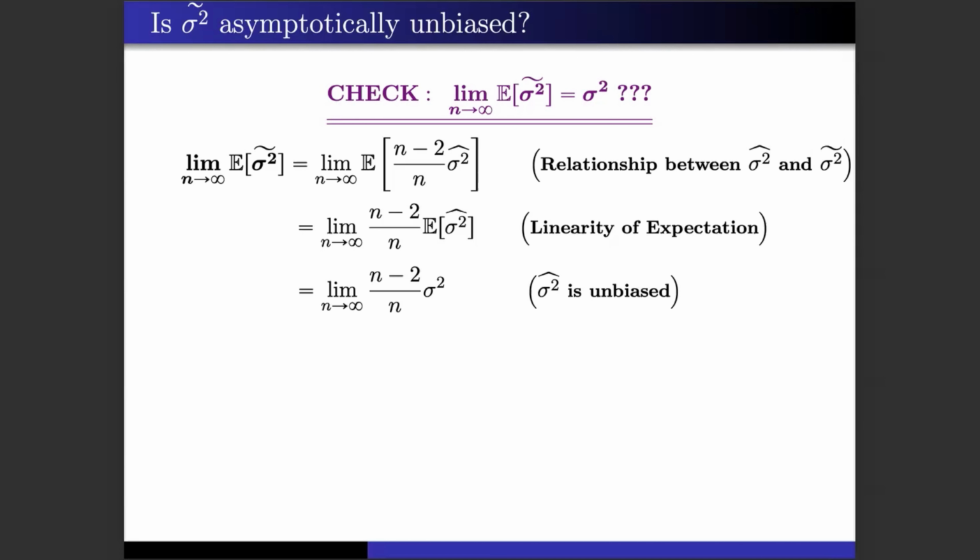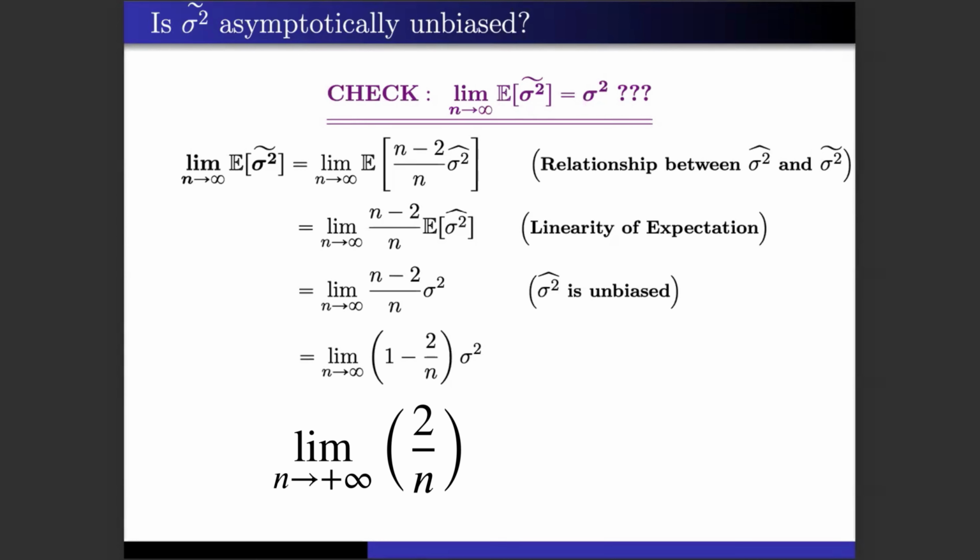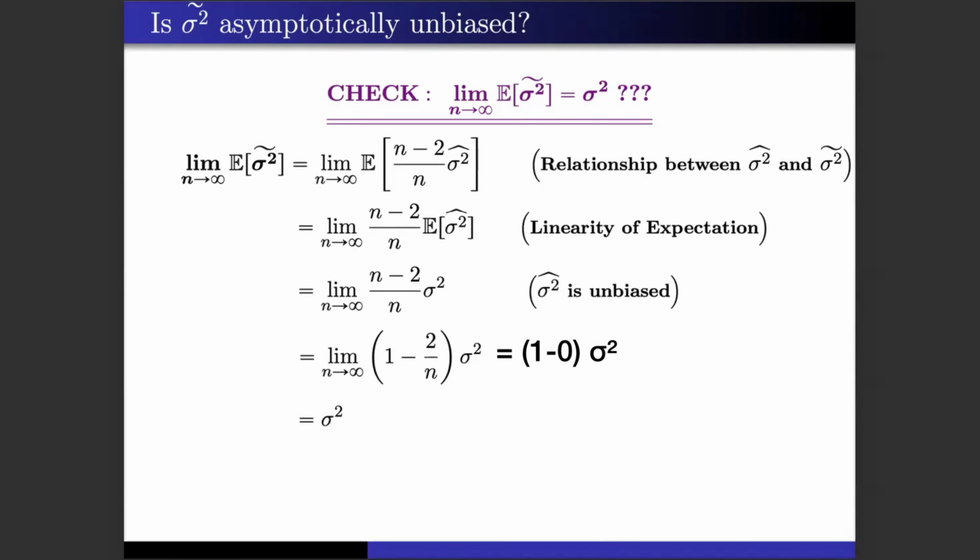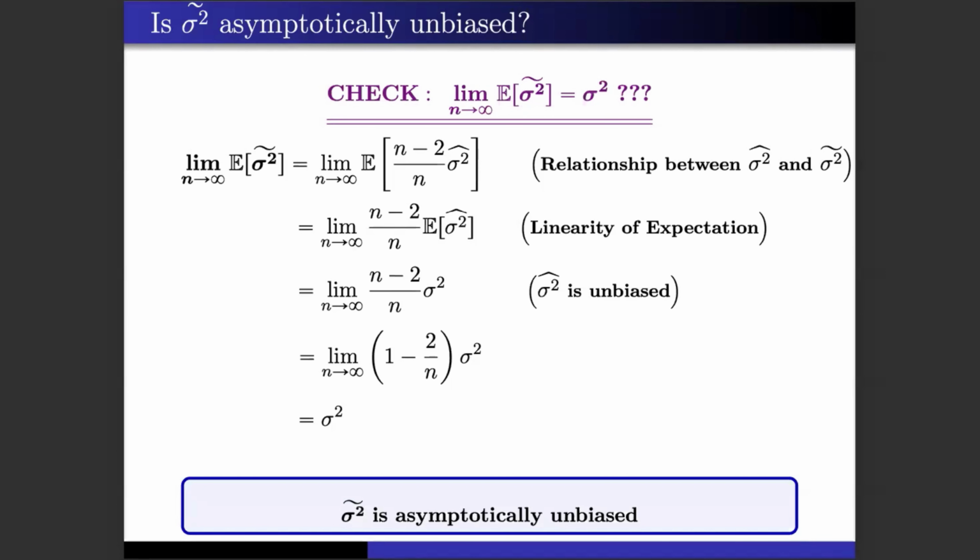And now we need to take the limit as n tends to infinity of this term. So we would write the second term, sigma square, as it is, and the first term, n minus 2 divided by n, can be written as 1 minus 2 divided by n. And now if we take the limit as n goes to infinity over here, we have the limit of 1 is equal to 1, and the limit of 2 divided by n is 0, and therefore we have 1 times sigma square, which is equal to sigma square. And it follows that sigma square tilde is actually asymptotically unbiased.